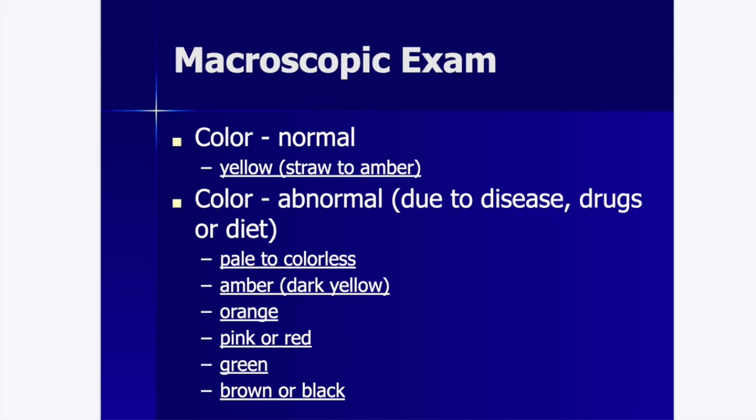So even though for normal we have straw, which is pale yellow, to amber, you really don't want amber because that is too concentrated. Orange, pink or red, green, and brown or black. So all of those colors would be abnormal.